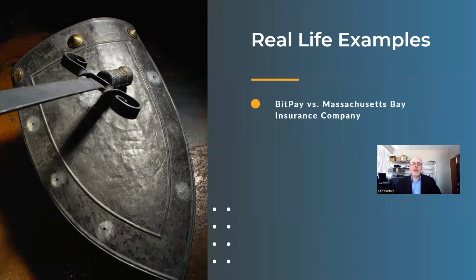The second example is BitPay versus Massachusetts Bay Insurance Company. BitPay is a leading global cryptocurrency payment service provider. They filed a $1.8 million insurance claim, but Massachusetts Bay Insurance Company denied it. The loss was caused by a phishing scam in which a hacker broke into the network of BitPay's business partner. Now keep that in mind, it's a business partner. Stole the credentials of the CFO of BitPay, pretended to be the CFO of BitPay, and requested the transfer of more than 5,000 Bitcoins to a fake account.